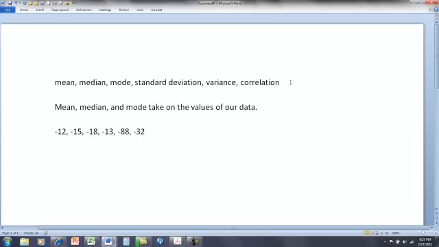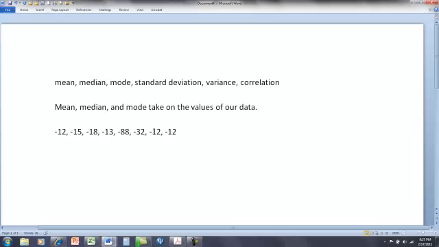So if our data are negative, well, what's the average value here? The mean is going to be negative. The middle value, the median, is obviously one of these negative numbers. And here let's put in a value that occurs more than once. The negative 12 is the mode. So obviously each of those could take on a negative value.